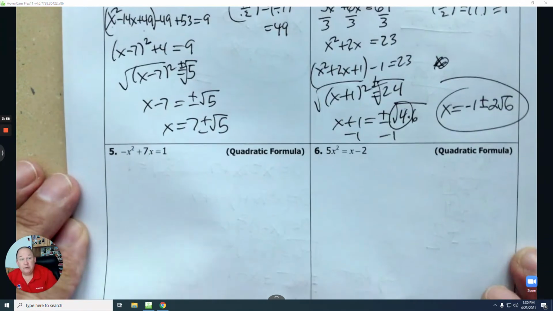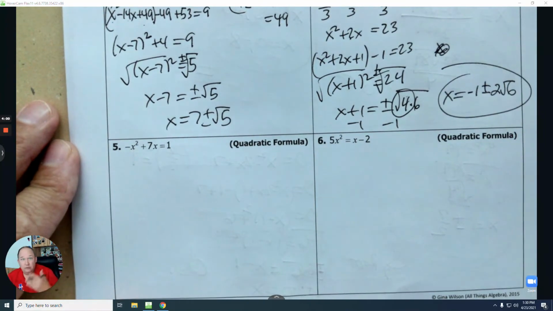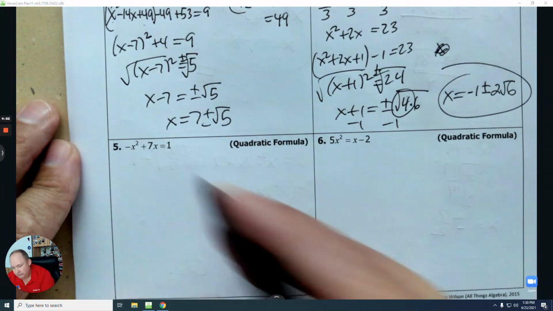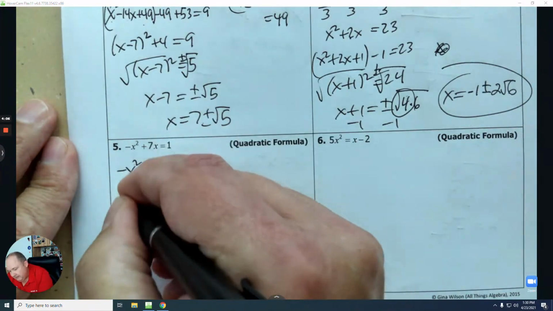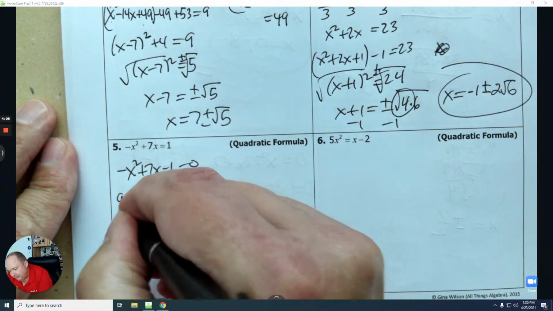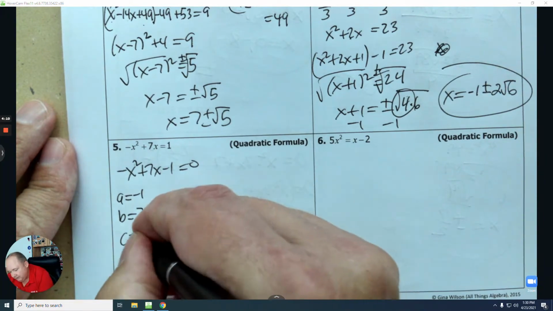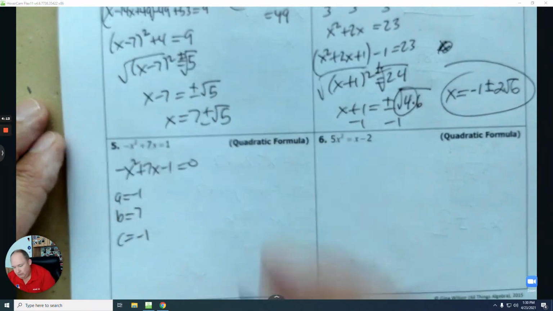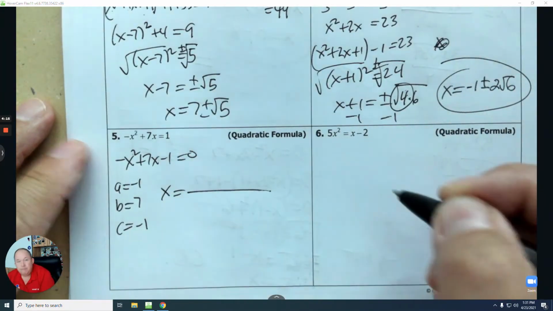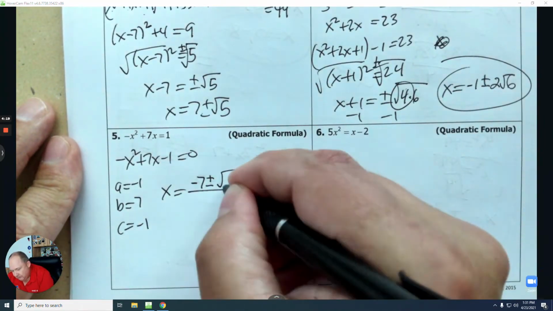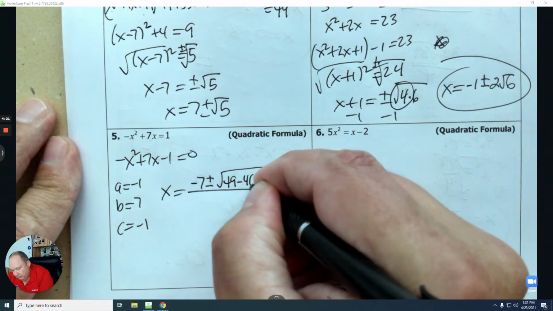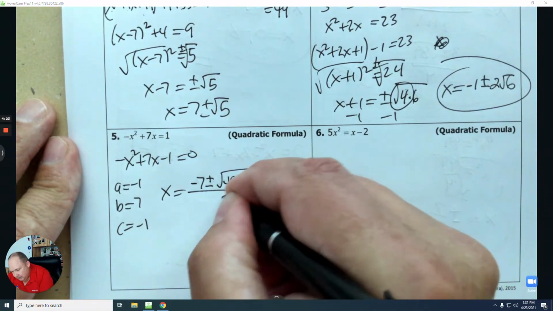The next method is the quadratic formula. To use the quadratic formula, it must be equal to 0. So I'm going to subtract 1. A is negative 1, B is 7, C is negative 1. And now I'm going to use the quadratic formula. So it's negative b plus or minus the square root of b squared minus 4ac all over 2a.